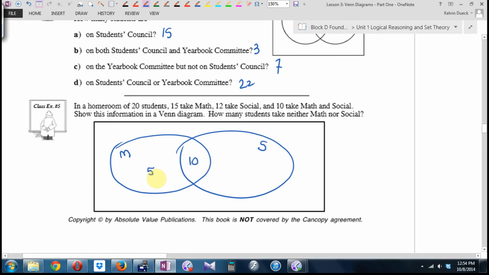See the 15 kids taking math? How many take socials grand total? 12. How many only take socials but not math? 2. How many kids take neither math nor socials? How do you know? Good, you spotted it. It doesn't add to 20. That must mean that's my complement. 3. That's what's left outside.